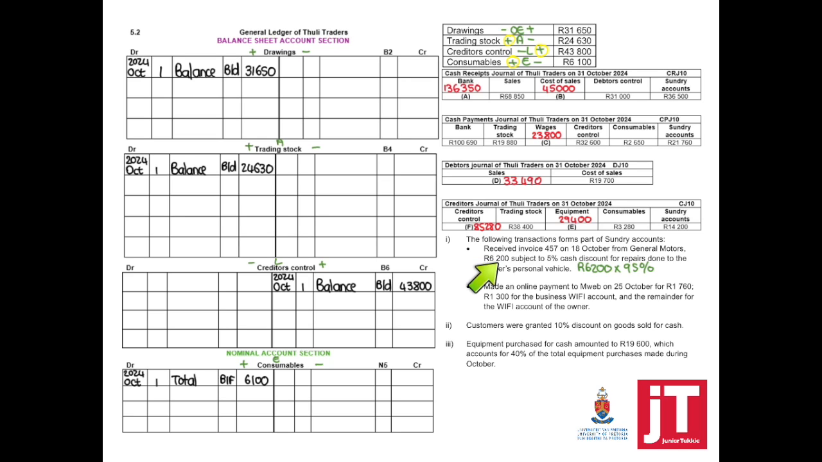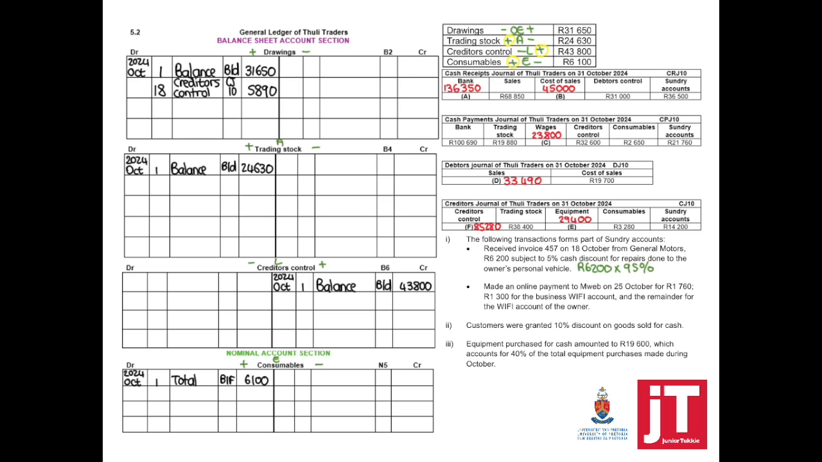Anything that the owner takes for personal use is shown as drawings. But that 6,200 was subject to a 5% discount, which means that we need the amount that we are going to pay after the discount. So you've got two ways of calculating it. You can take 6,200 times 95%, or you can say 6,200 times 5%, but then you still need to subtract it. So there's the long way and there's a short way of getting to exactly the same answer. Anything that the owner takes for personal use is shown as drawings, and it said received an invoice. That's why it is from the creditors journal, creditors control, and the amount 5,819.